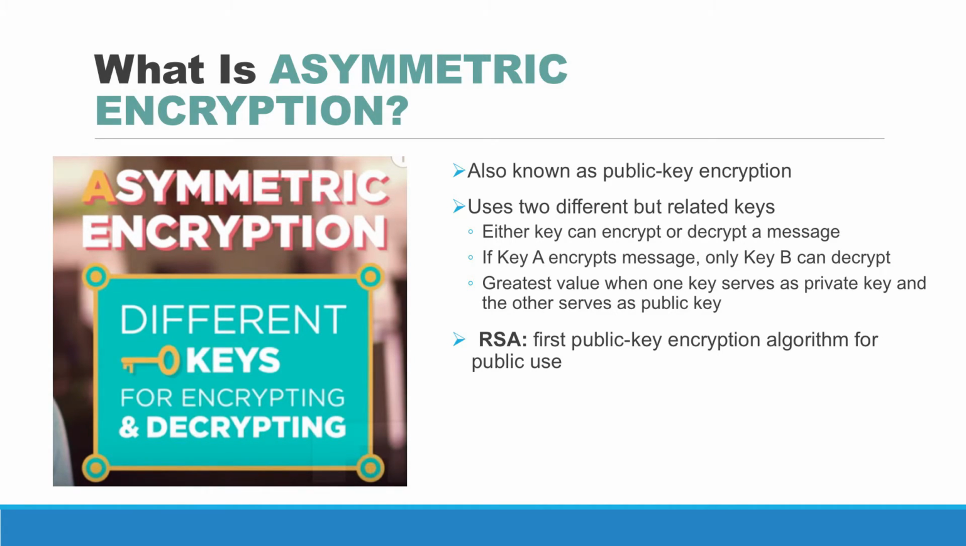Asymmetric encryption, otherwise known as public key encryption, is a way by which we encrypt and decrypt information through the use of two different but related keys. Instead of two users sharing one secret key, each user has two keys, one public and one private. Asymmetric encryption is most valuable when messages encrypted using the user's public key can only be decrypted using the user's private key, and vice versa.